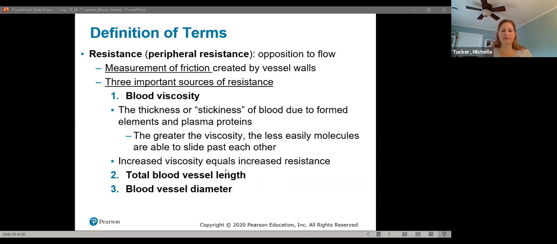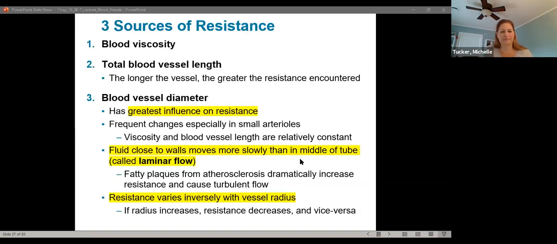And then there are the other two. Blood vessel diameter is really the one that we're going to change. Total blood vessel length becomes important when we get to arterioles, because there are so many that the length of the vessels is comprehensive. If you added all the arterial lengths and the capillary lengths together, it's quite significant. For total blood vessel length, the longer the vessel, the greater the resistance encountered. And then blood vessel diameter is going to have the greatest influence on resistance. That's why we are going to look again at how to adjust the blood vessel diameter.